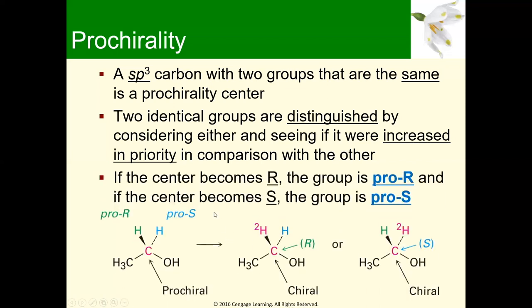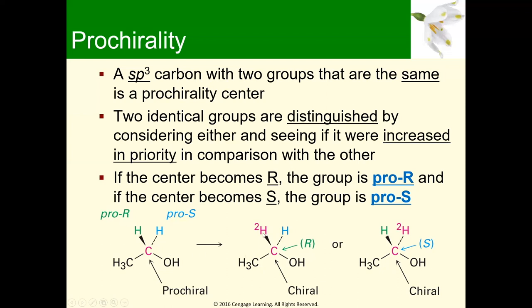So here's the bottom line. If you, in your imagination, make that group higher in priority, and that turns the chiral center into R configuration, then we call it pro-R. So if the center becomes R, the group is pro-R. And just the opposite, if doing that theoretical, imaginary exercise makes the chiral center S, we call it pro-S.